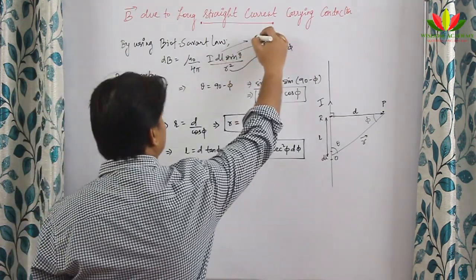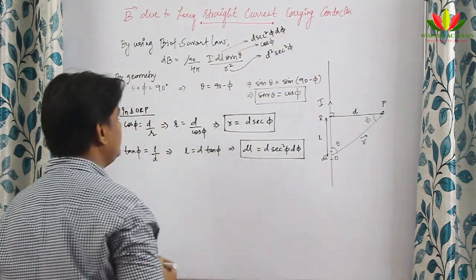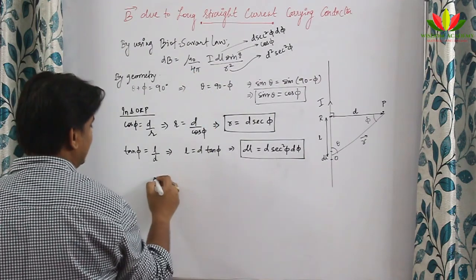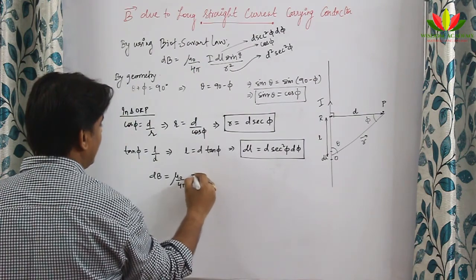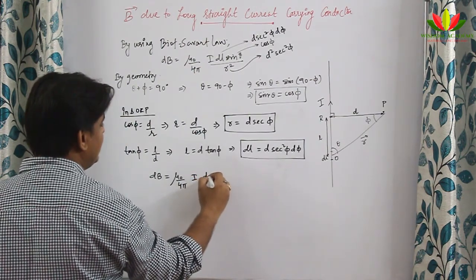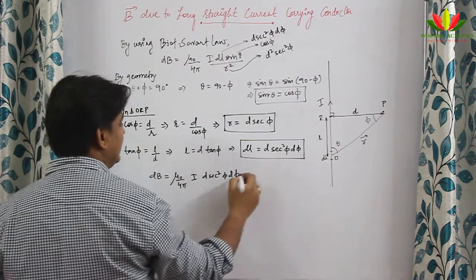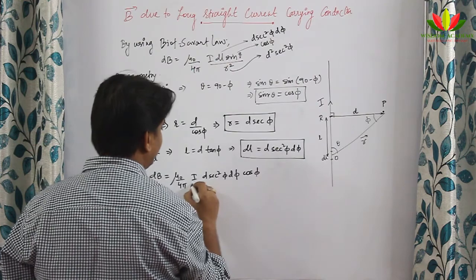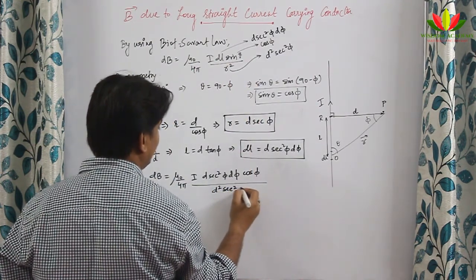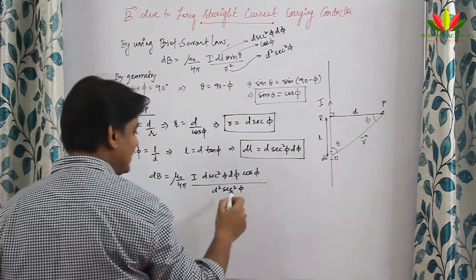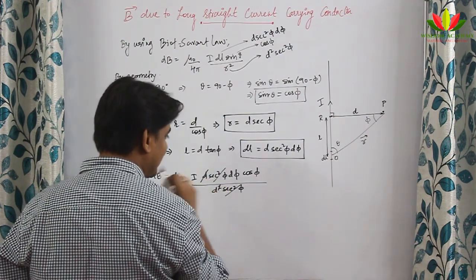So I got the value of dl as d sec square phi d phi. Now I will substitute all these things and my equation of dB becomes equal to mu naught by 4 pi I, instead of dl I will write d sec square phi d phi. For sin theta I will write cos phi, and for r square I will write d square sec square phi. So if you see here, sec square phi gets cancelled, and this d and this d get cancelled.